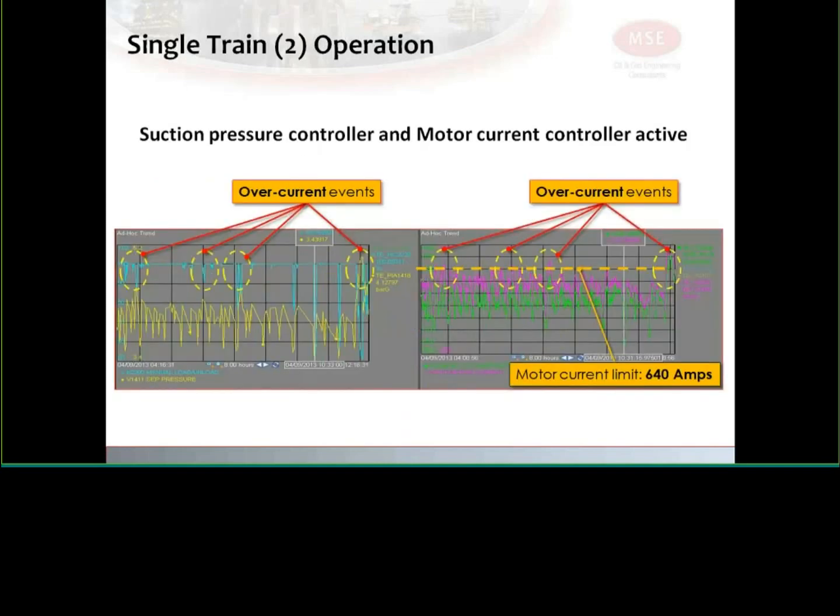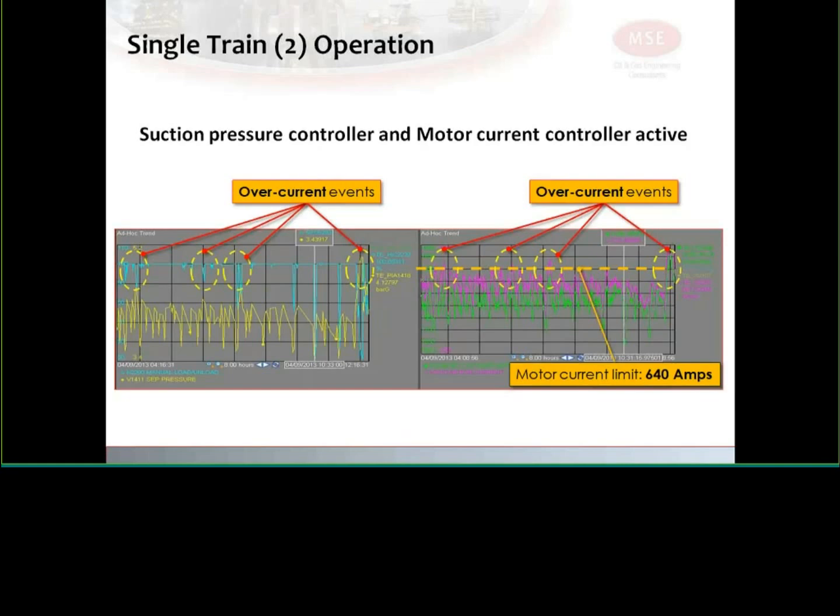We did the same observation for train 2, and as you can see for the train 2 operation at single train operation without load sharing, it is the same sort of concept as train 1 with the same amount of wells running. The main difference is that the performance is much more stable, with a lot less instability, and it hits the overcurrent limit much less compared to train 1.